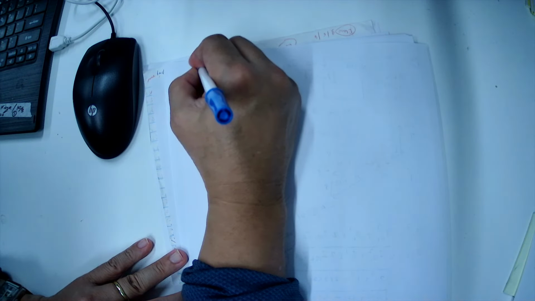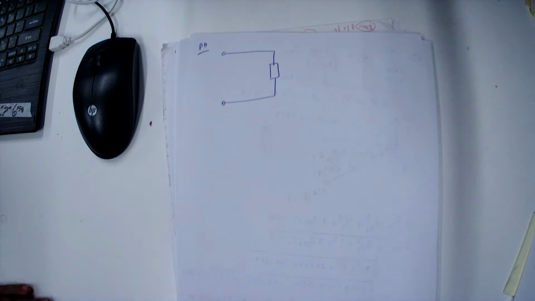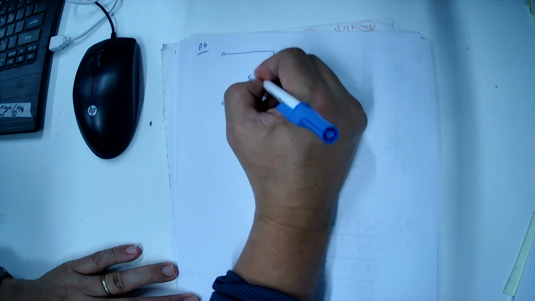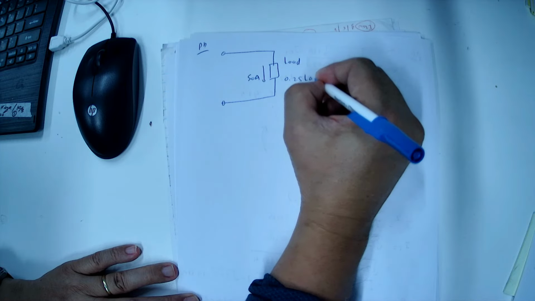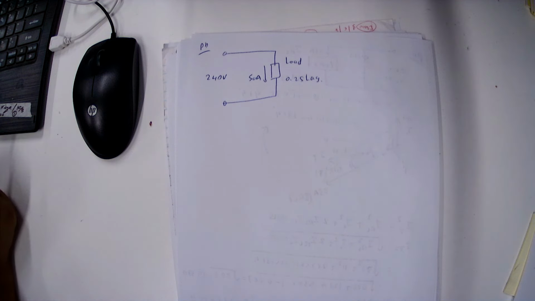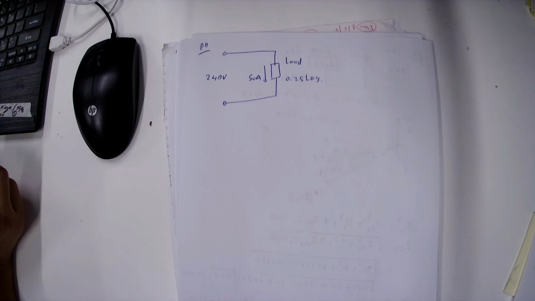This is one problem. So we have to find out, this circuit is given. In this case, there's a load drawing 50 ampere current at 0.25 lagging. Supply voltage is 240 volt. We need to calculate the kVAR rating of the capacitor required to improve the power factor to 0.9 lagging. So in this case, 240 volt and 50 ampere are provided, and the original power factor is 0.25 lagging.